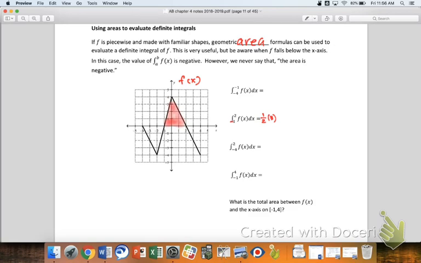I mean, I heard Kelsey say 4. Is everybody else with her? Okay, I just want to make sure we're good. And of course, 1/2 times 3 times 4 is 6. So there's a couple of ways we could describe our answer. We could say that the definite integral from -1 to 2 is 6.